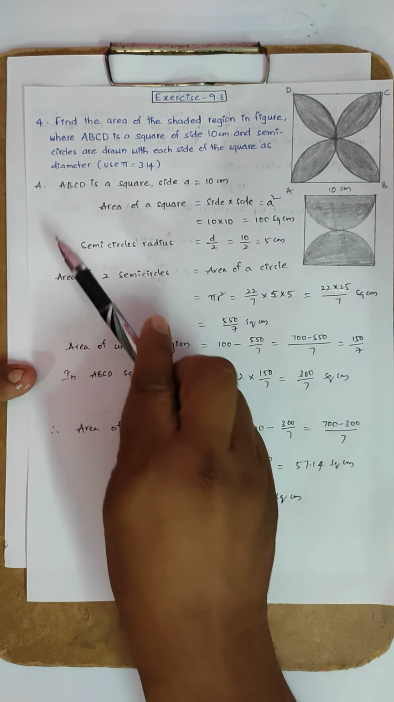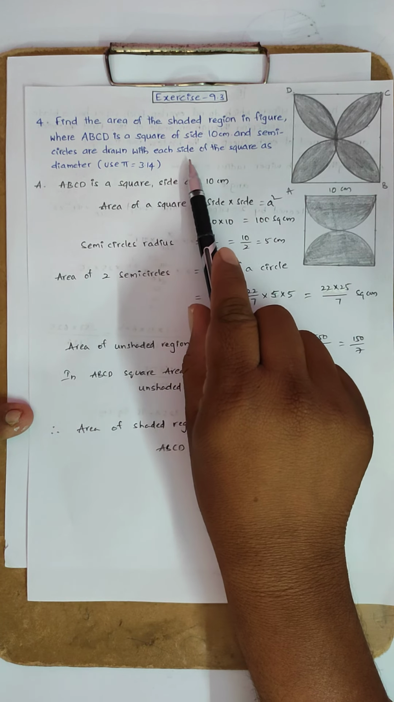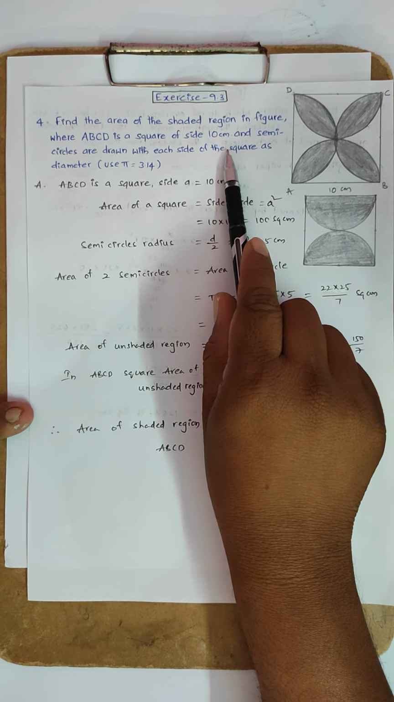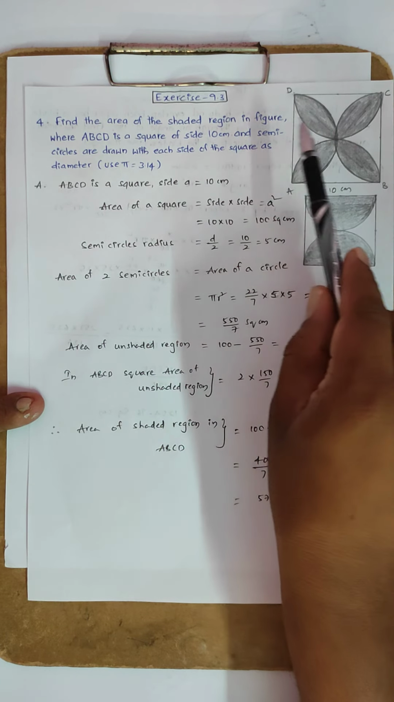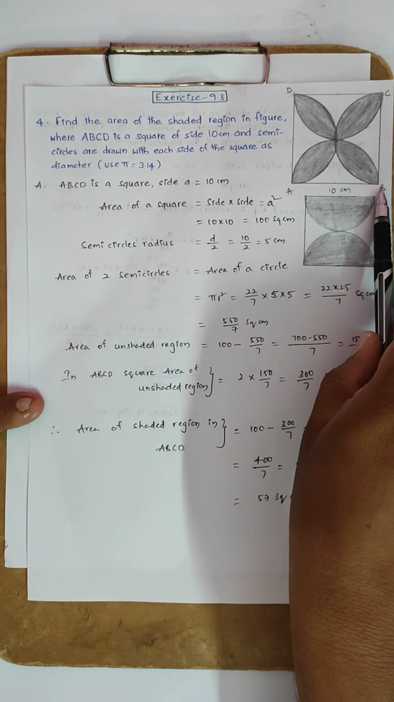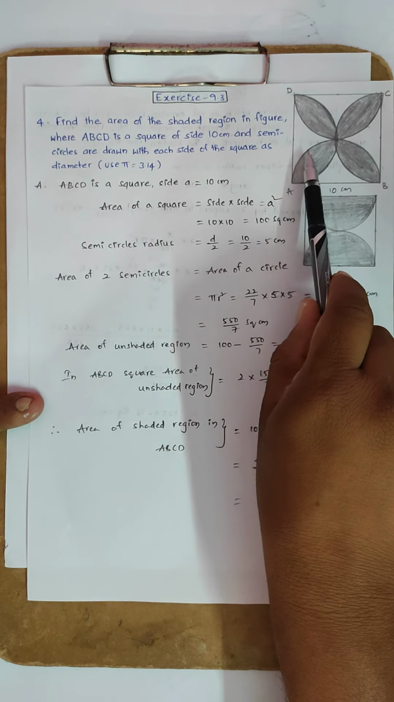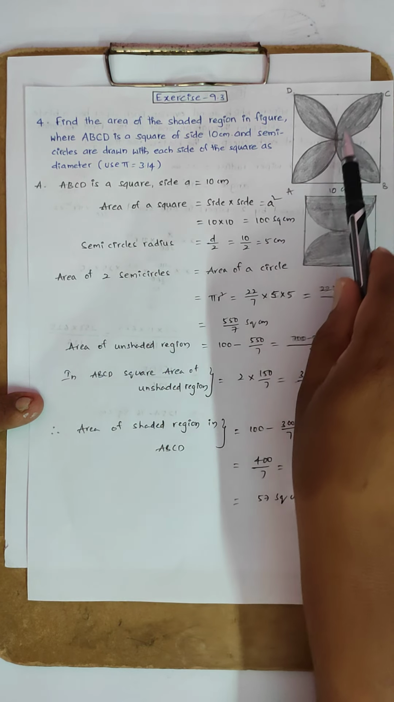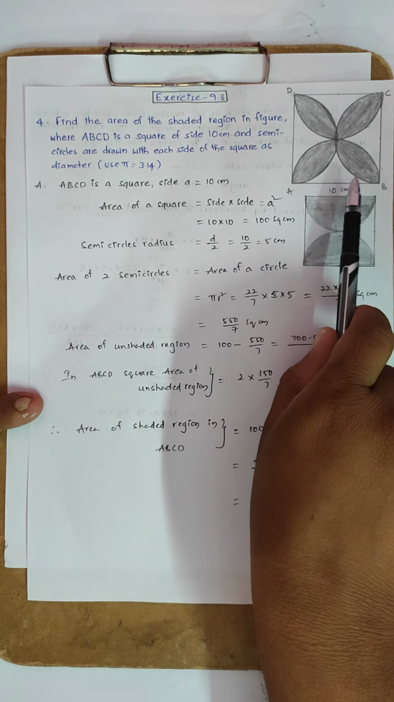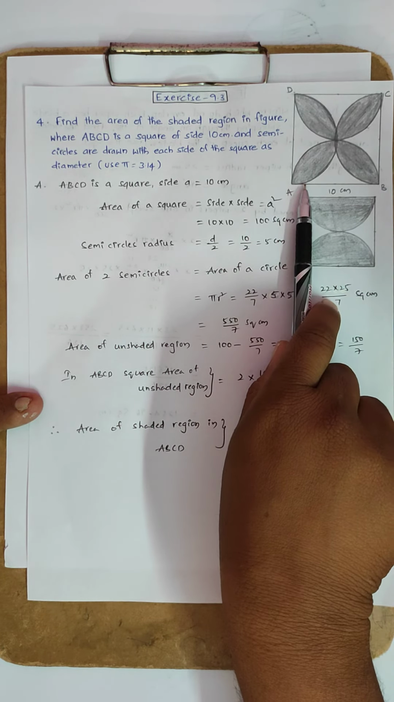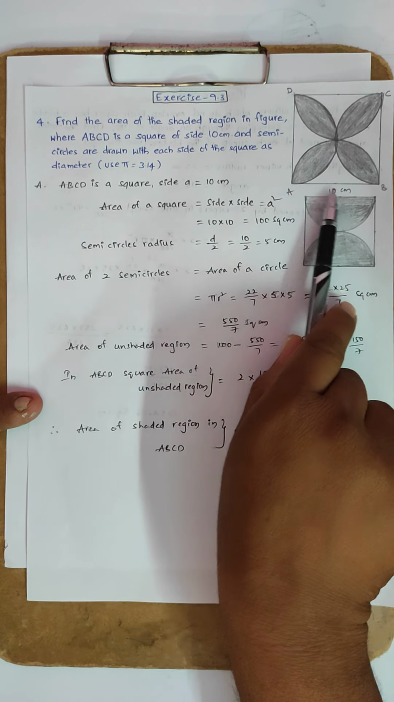Listen carefully. Find the area of the shaded region in the figure where ABCD is a square of side 10 centimeter. ABCD is a square. This ABCD square's side is 10 centimeter, and semicircles are drawn on each side. For every side a semicircle is drawn with a diameter of 10 centimeter, which means the radius is 5 centimeter. ABCD is a square; side a is equal to 10 centimeter.